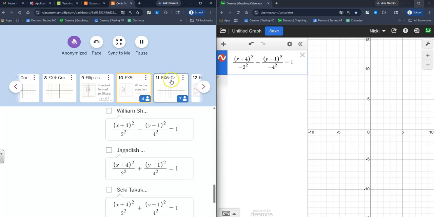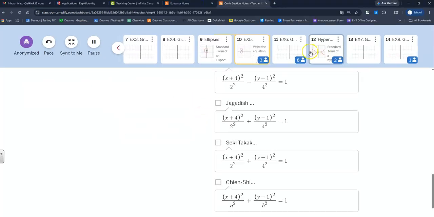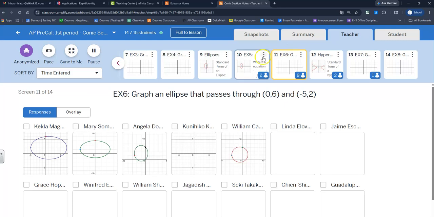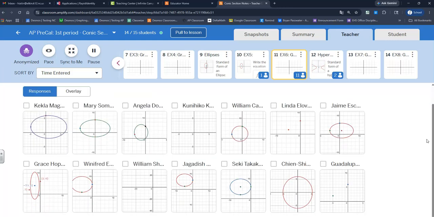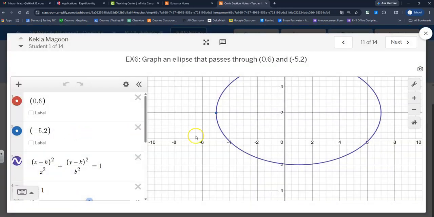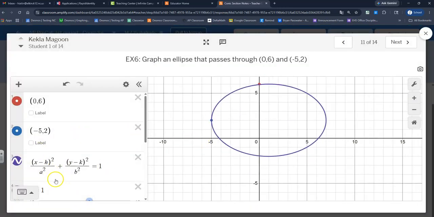There. Okay, let's look at the next one here. All right, we're supposed to graph an ellipse that passes through 0, 6, and -5, 2. So, let's look. We have some options here that look different. But I see that a lot of people have graphed the points, and it looks like they're okay. So let's just look here.